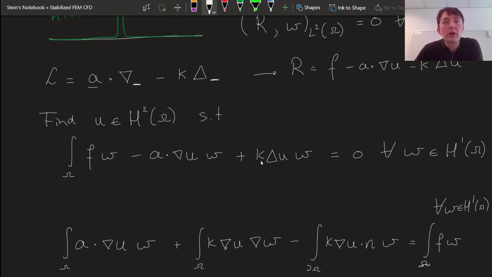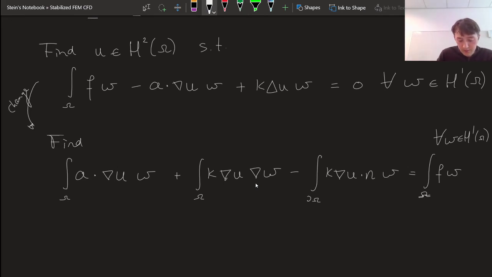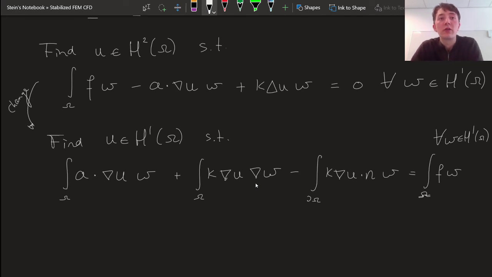For the earlier statement, I still needed my solution to lie in H2, because I want to take two derivatives there. In this statement, I no longer need this. I only have first derivatives of u. So I can loosen my restriction on u a little bit, and I can change this. This is no longer an equivalent statement, this is a new statement: find u in H1 of omega such that this statement holds for all our test functions.